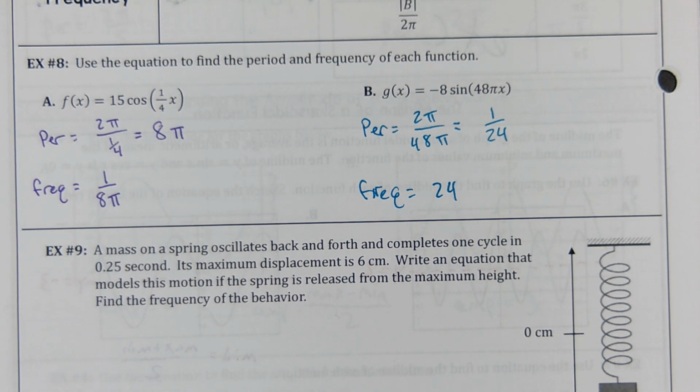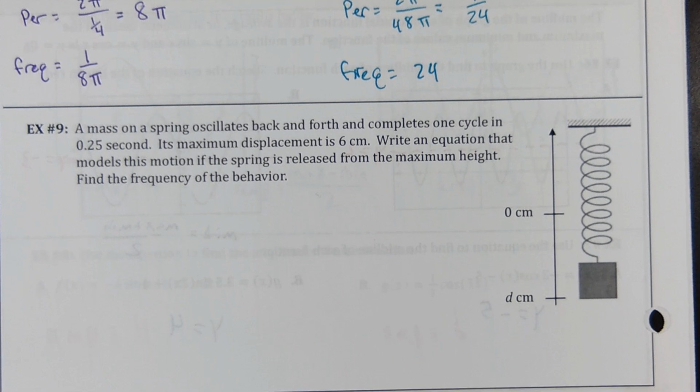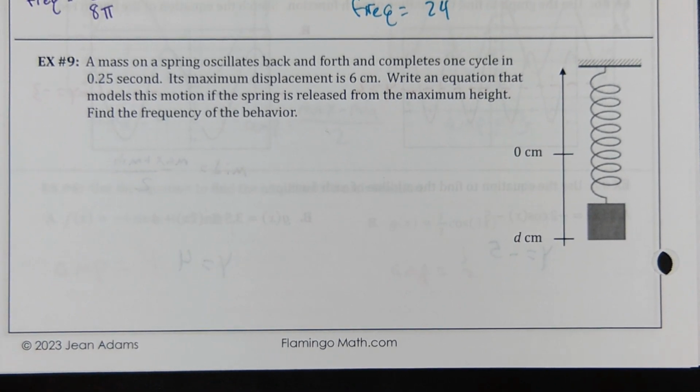Then a physics question. You see these a lot in physics. A mass on a spring oscillates back and forth and completes one cycle in 0.25 seconds. Pump the brakes. Stop. What knowledge were you just given? The period length. The period length is 1/4 of a second.